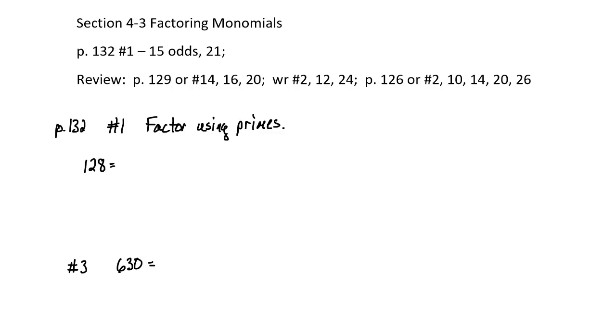Here are the answers for the homework, section 4-3, page 132, number 1. We're going to factor this using prime numbers. We want to find all the prime numbers that multiply together to make 128. A systematic way to approach this is to divide 128 by the first prime number, which is the number 2.